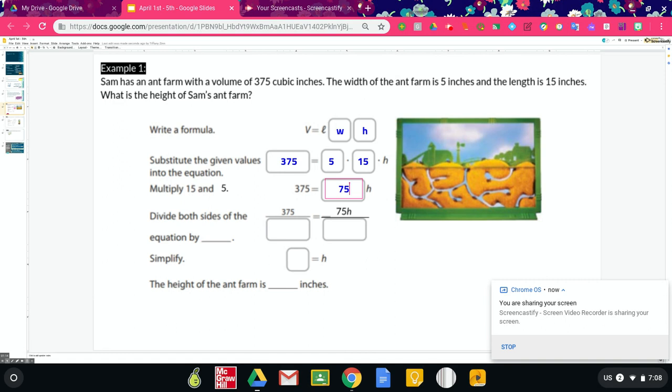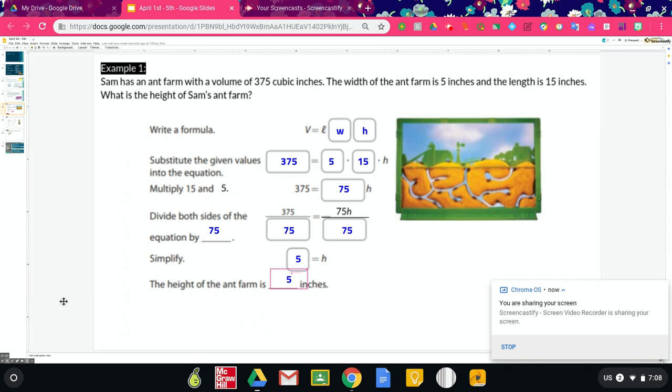So 375 equals 75 times H. The opposite of multiplying by 75 is just to divide by 75, and of course you have to do it on both sides of the equal sign. So divide both sides of the equation by 75. And now we've got 375 divided by 75 equals 5. So the height of your ant farm is 5 inches.